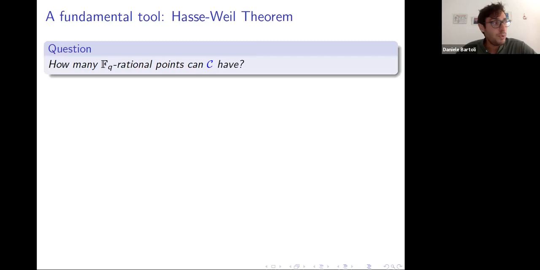Now, a key point, as we will see in a few minutes, will be to count, or at least to provide a lower bound on the number of the solutions of the bivariate equation f of x and y equal to 0. That is, to provide lower bounds on the number of FQ-rational points that a certain curve can have.